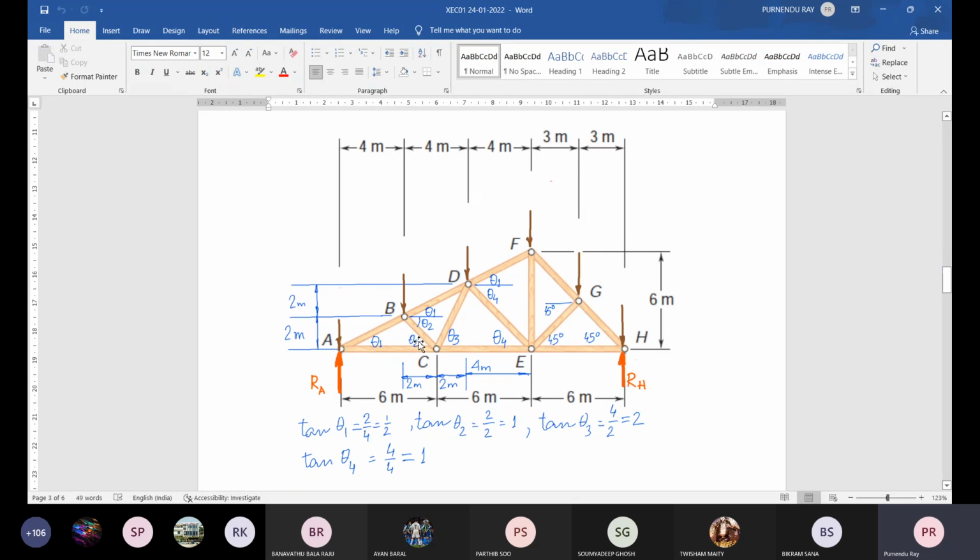Then if this angle is theta, now are these notations readable on your screen, or do I need to make it a little bigger? Sir, it is visible. Okay, then what about tan theta 2?